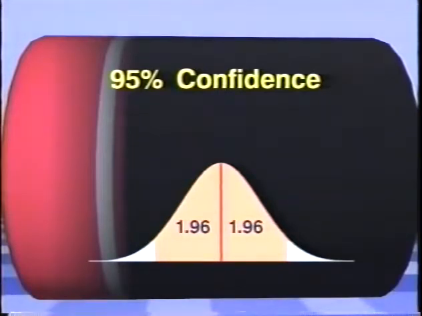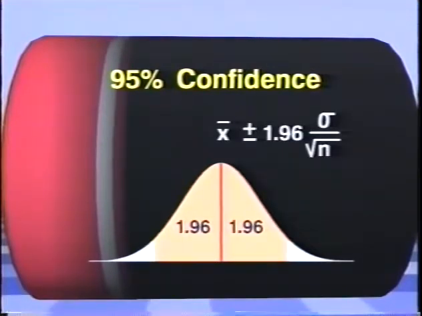Because the standard deviation we're talking about is that of x bar, which we already know is sigma divided by the square root of n, the recipe for a 95% confidence interval is x bar plus or minus 1.96 times sigma over the square root of n.